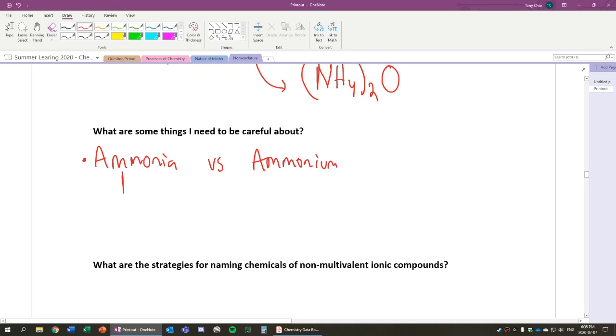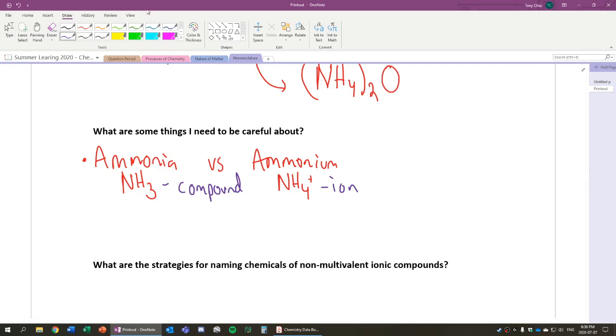Okay, ammonia is NH3. Ammonium is NH4+. There's a big difference. Ammonia is a neutral compound that exists in nature. Ammonium is an ion. It is different. So one's charged, one's not. Ammonia, you might find in, for example, Windex. Windex has ammonia in it. Ammonium is found in salts, because it's an ion.